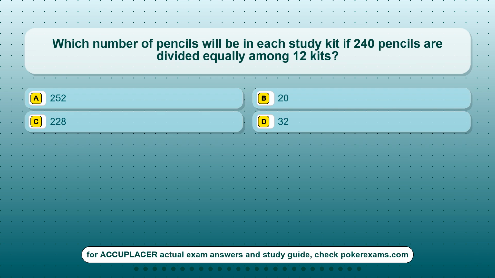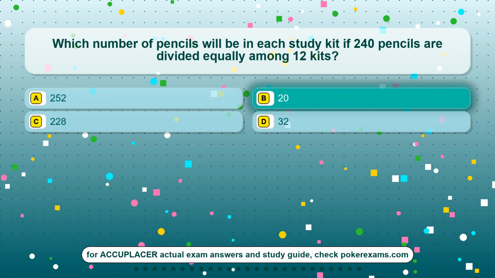Question 2. Which number of pencils will be in each study kit if 240 pencils are divided equally among 12 kits? Option A, 252. Option B, 20. Option C, 228. Option D, 32.